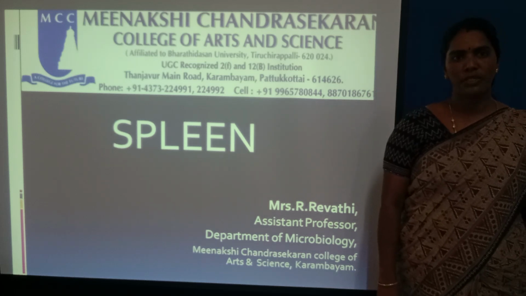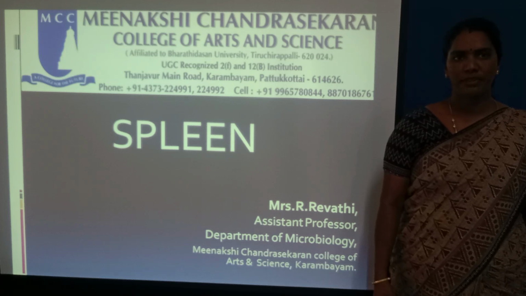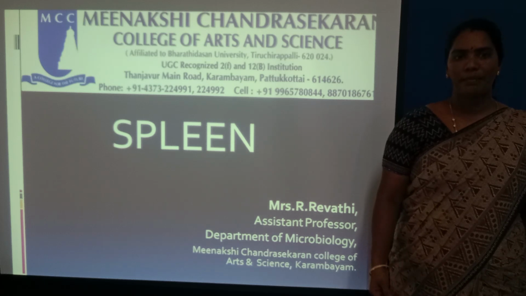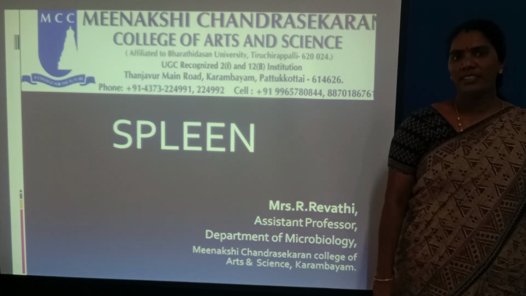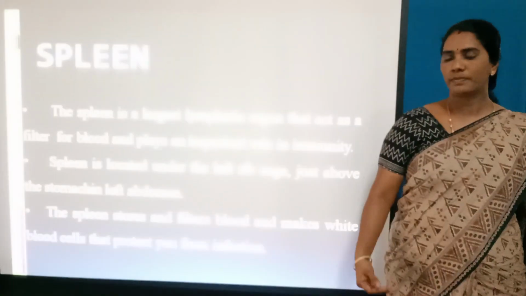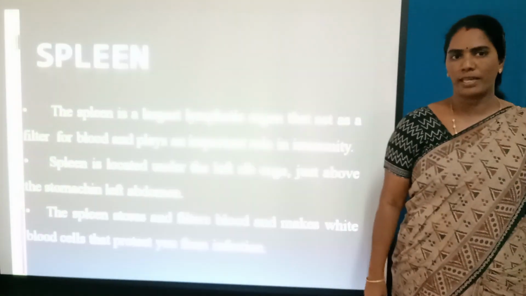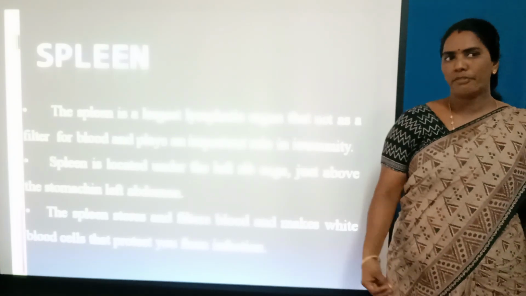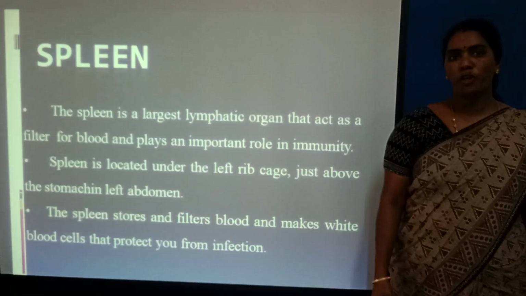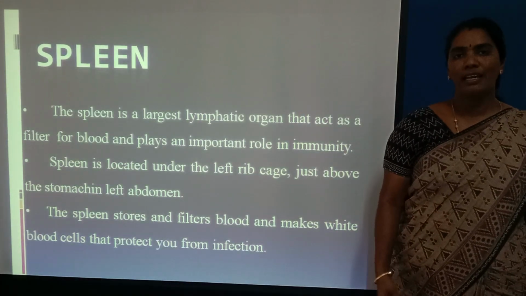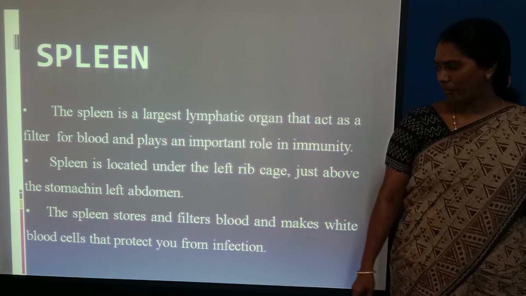Now we can discuss the spleen. The spleen is the largest lymphatic organ that acts as a filter for the blood and plays an important role in immunity. It is located under the rib cage, just above the stomach, in the left side of the abdomen. The spleen stores and filters the blood and makes WBCs. These WBCs make antibodies. These antibodies protect your body from infections.